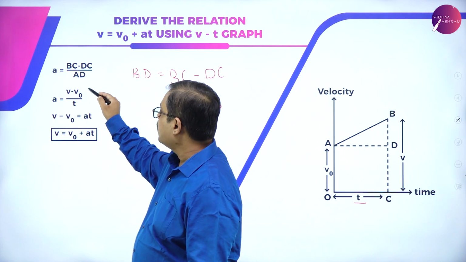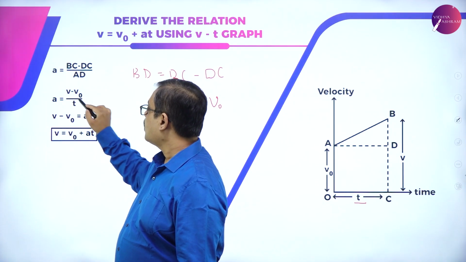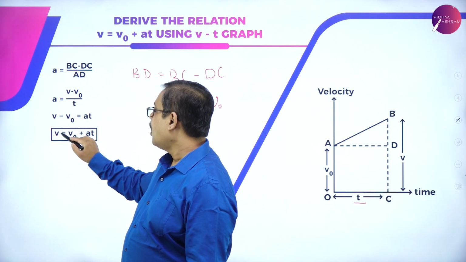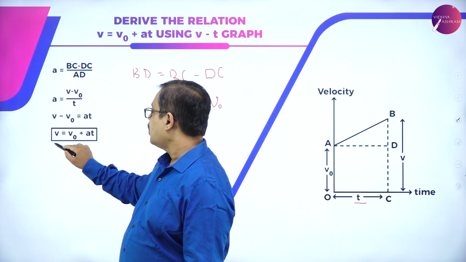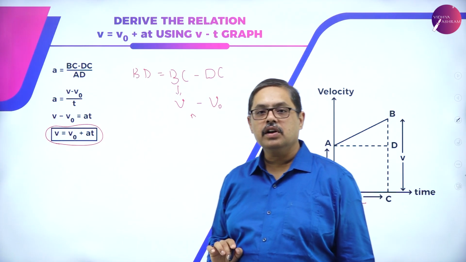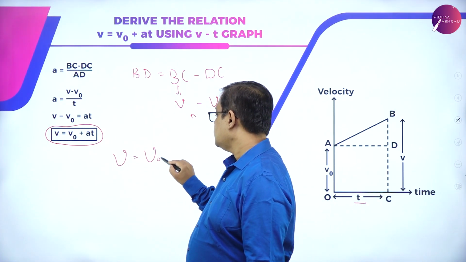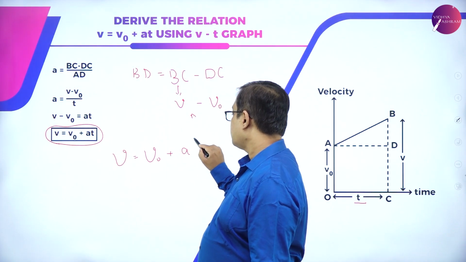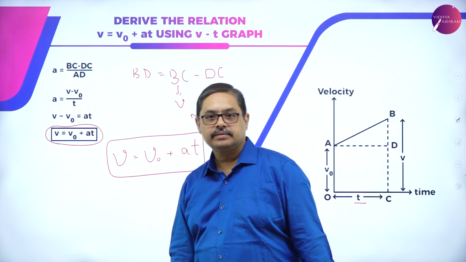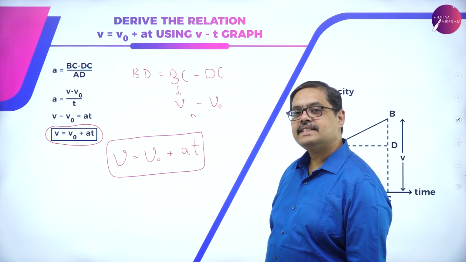So if I replace all these terminologies, I get a is equal to (v minus v naught) by t. When I cross multiply, I get v minus v naught equals at, or v is equal to v naught plus at. This is the first kinematic equation of motion. What is it? Final velocity is equal to initial velocity plus product of acceleration and time taken. First equation. Okay. Let us move on and check what is the second equation.